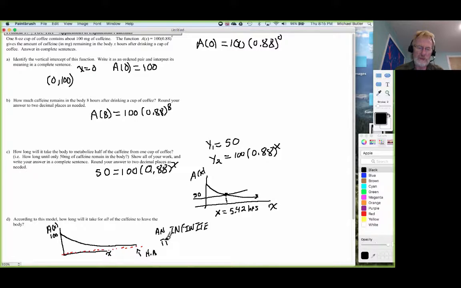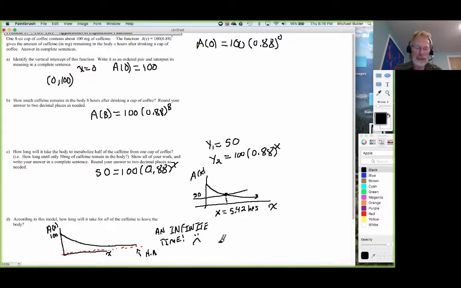So it's going to take an infinite time, and that doesn't make any sense, does it? Right? Because eventually your body will get rid of it. So the model basically fails at that point. It just doesn't work anymore. It won't give you the time to completely excrete all of it out of your body.